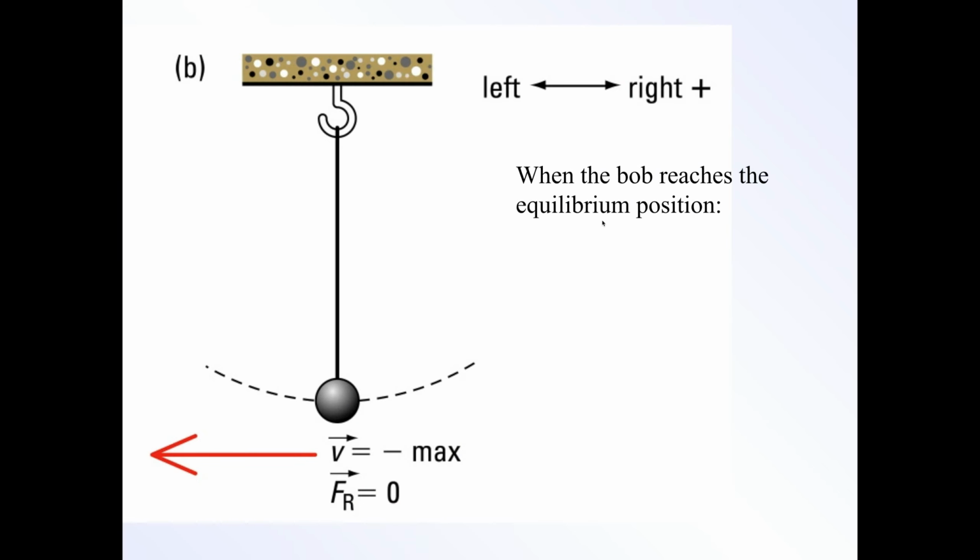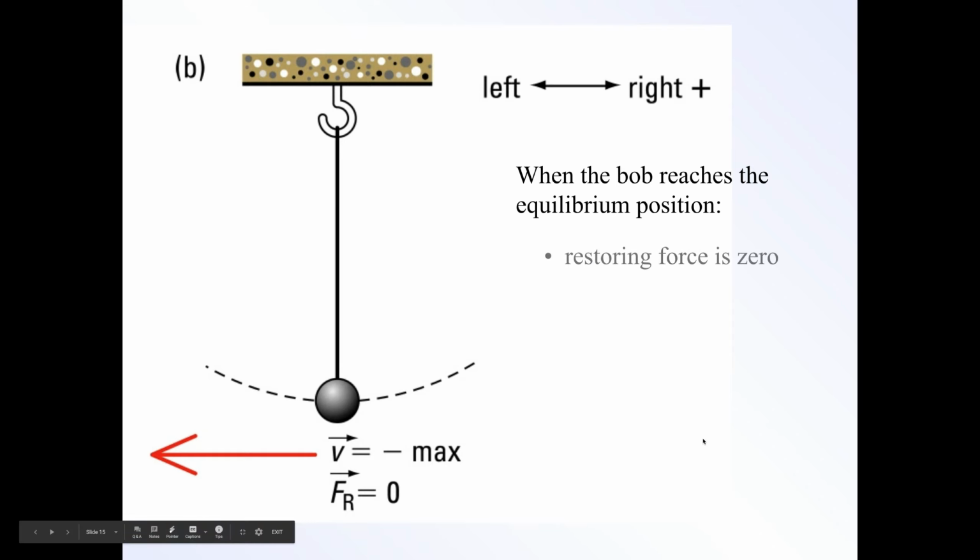When the bob reaches its equilibrium position, our velocity is going to be at its max, because I have potential energy up here, now it's all kinetic, then it's going back to potential. At this point, our resting point, our equilibrium point, the restoring force would equal 0.